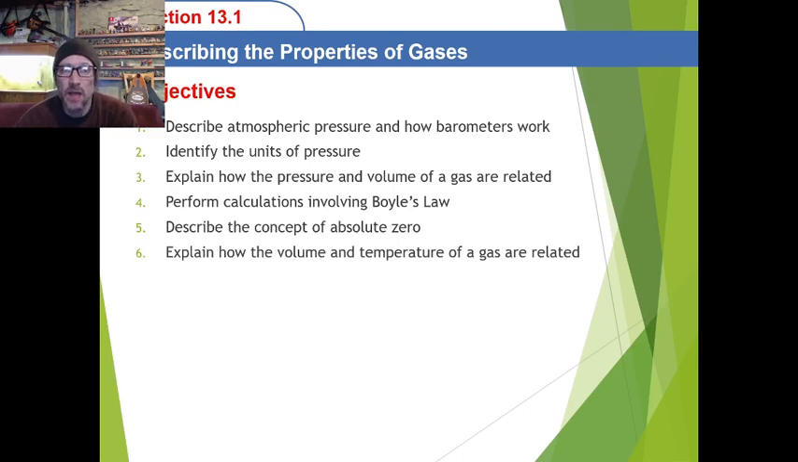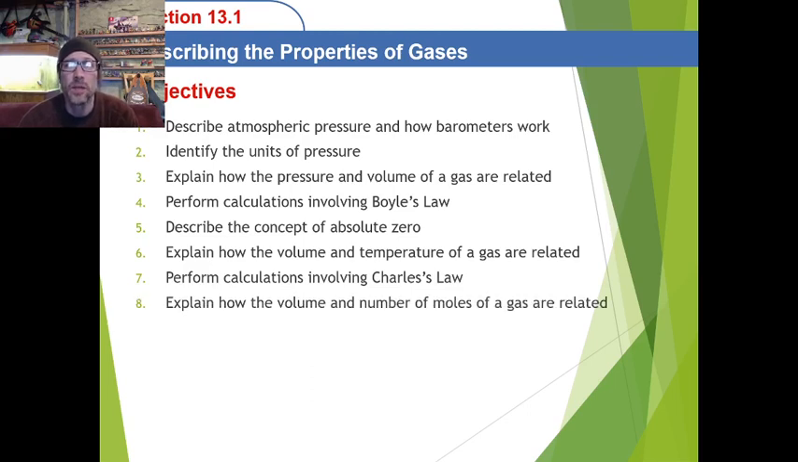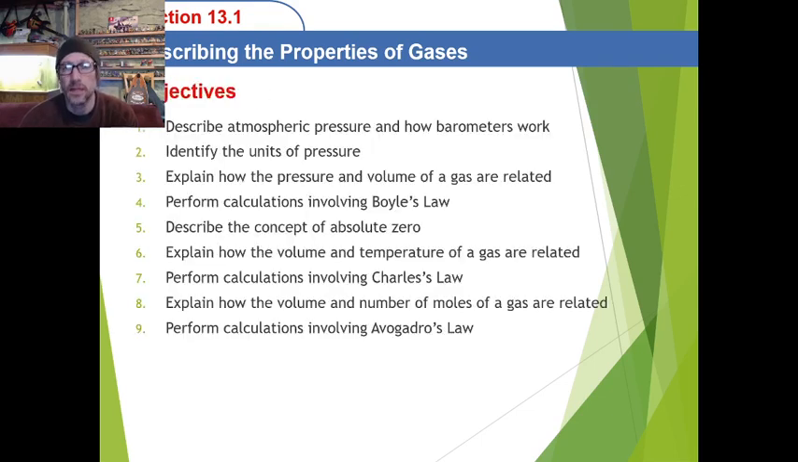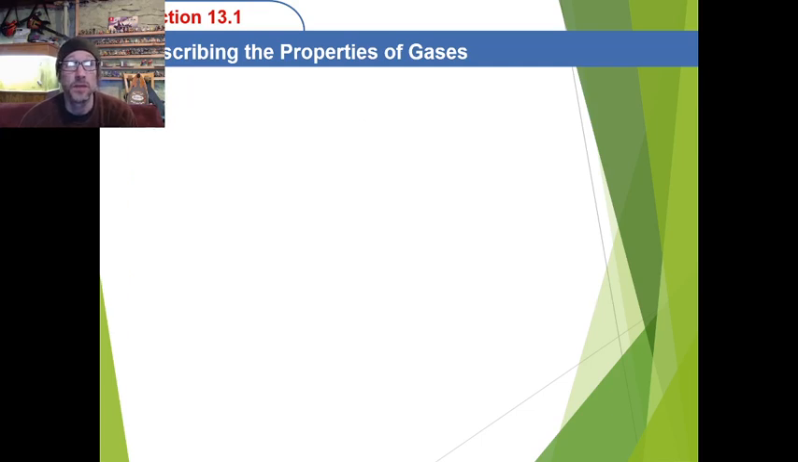We need to explain how volume and temperature of a gas are related. Again, we talked about that. I showed you the little fire piston thing. We talked about some fun stuff there. Perform calculations involving Charles' law. Explain how the volume and number of moles of a gas are related. You need to be able to perform calculations involving Avogadro's law. So if you need the objectives, you pause the screen, you copy them down. This is going to be quick.